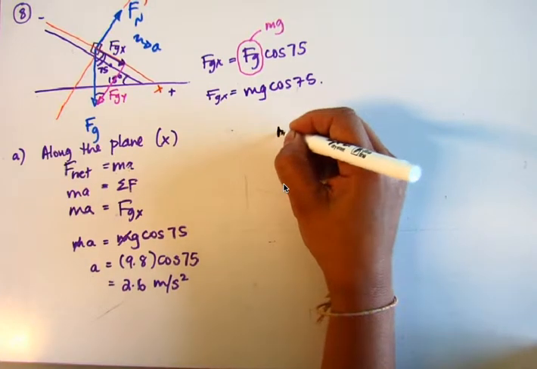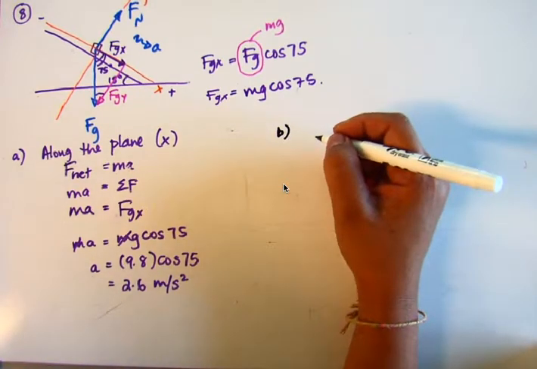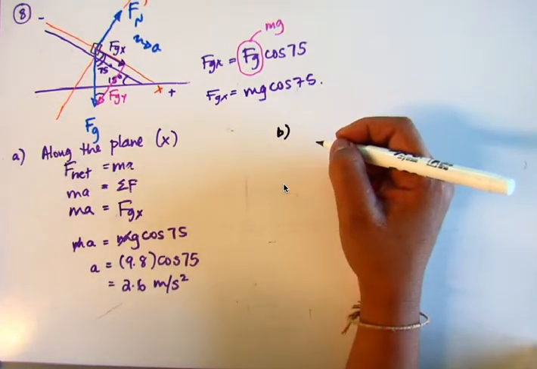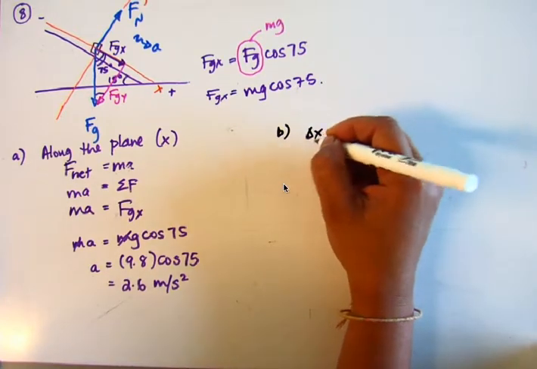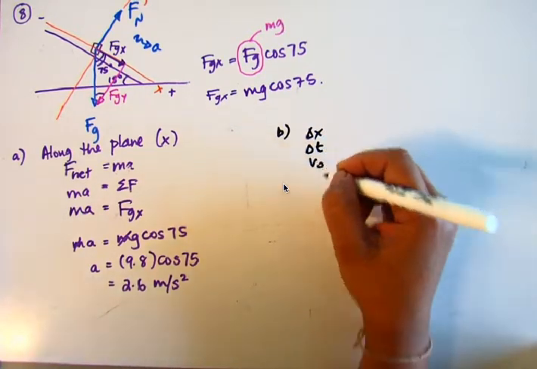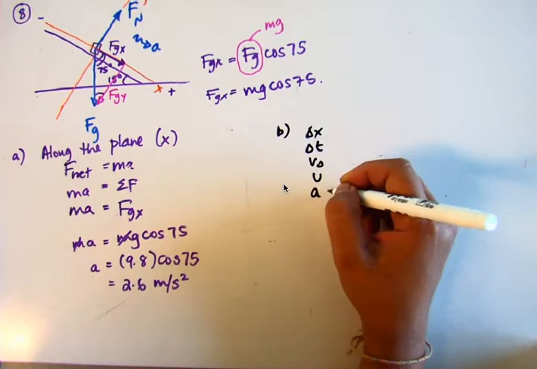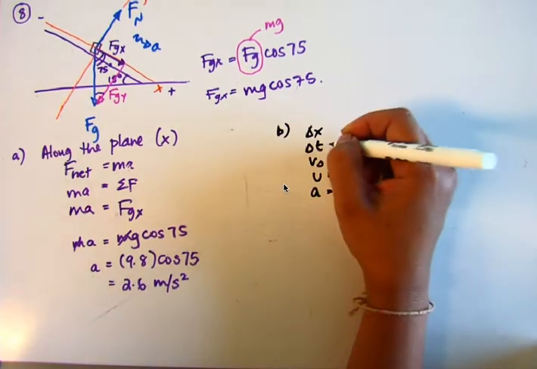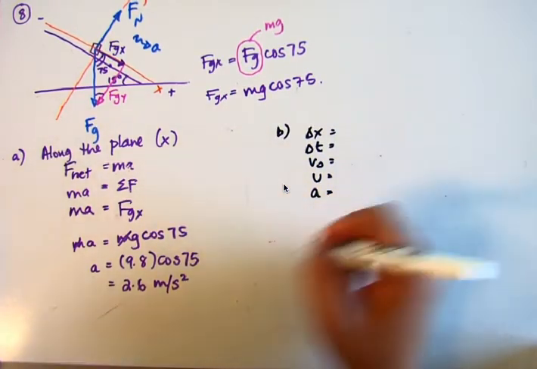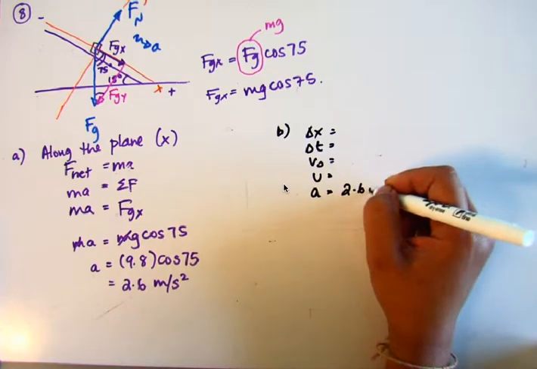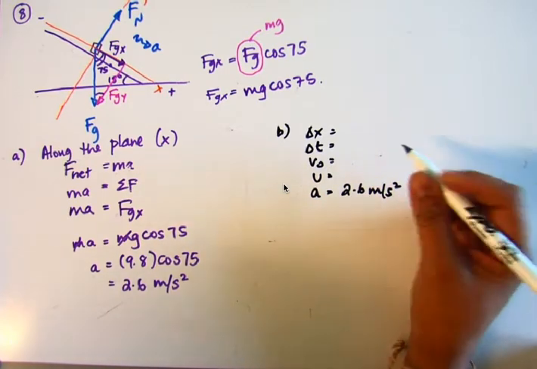Okay, so then for part B, what we're going to do is look at the kinematics. For part B, it tells us that they want to know how far up the plane. So what is that quantity? I can see that it's a kinematics problem, so I'm going to start by listing all the stuff I have. I already know that a is 2.6 meters per second squared.